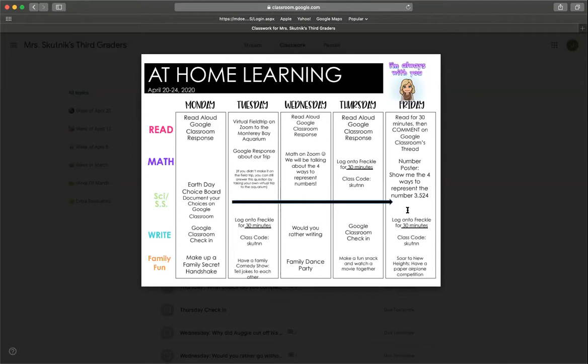Today they need to log on to Freckle for about 30 minutes and practice either math or reading. It doesn't really matter to me which one they go on to, as long as they go on to one of them. And finally, for family fun, have a paper airplane competition with your kiddos and see who is the best paper airplane thrower in your home.